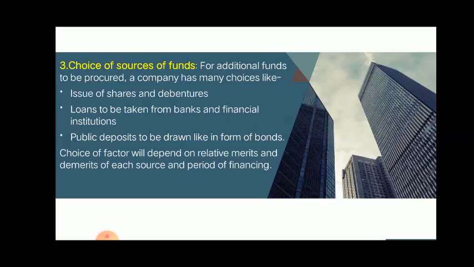Next, choice of sources of funds. For additional funds to be procured, a company has many choices, like issue of shares and debentures, loans to be taken from banks and financial institutes, public deposits to be drawn in the form of bonds. So the choice will depend upon the relative merits and demerits of the sources and the period of financing.